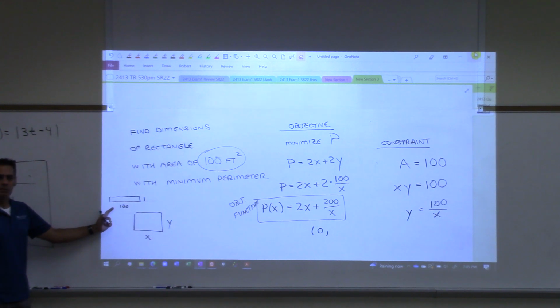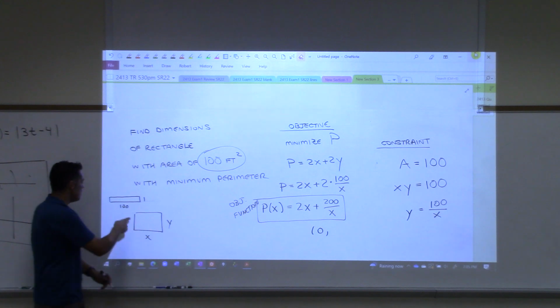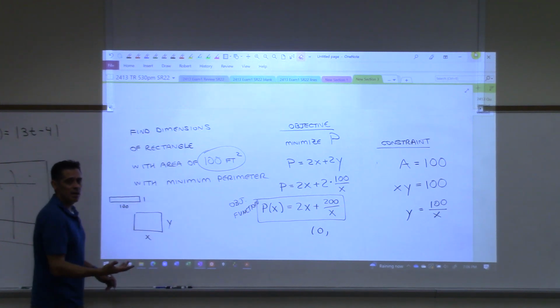100? Sure. That's the only requirement, is that the area is 100. Would this have a certain perimeter? What would the perimeter of this be? 202, right, feet? Okay, could x be bigger than 100?